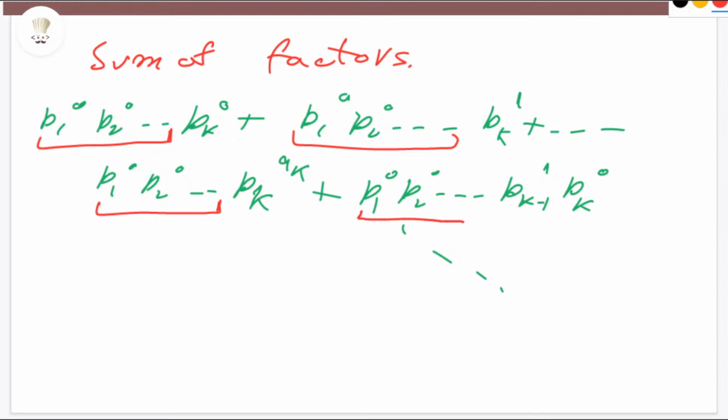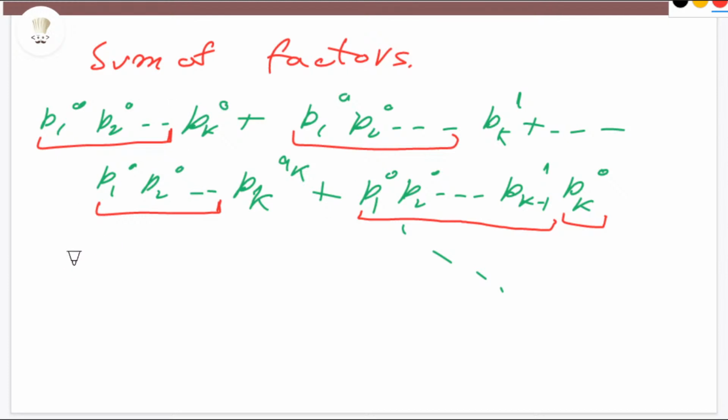Next we would have P1 to the power 0, P2 to the power 0 up until Pk minus 1 to the power 1, and then we would have Pk varying from 0 up until Ak, right? Next we would have Pk minus 1 to the power 2, and again we would have Pk varying from 0 to Ak, and so on, right? So we can take common like this.